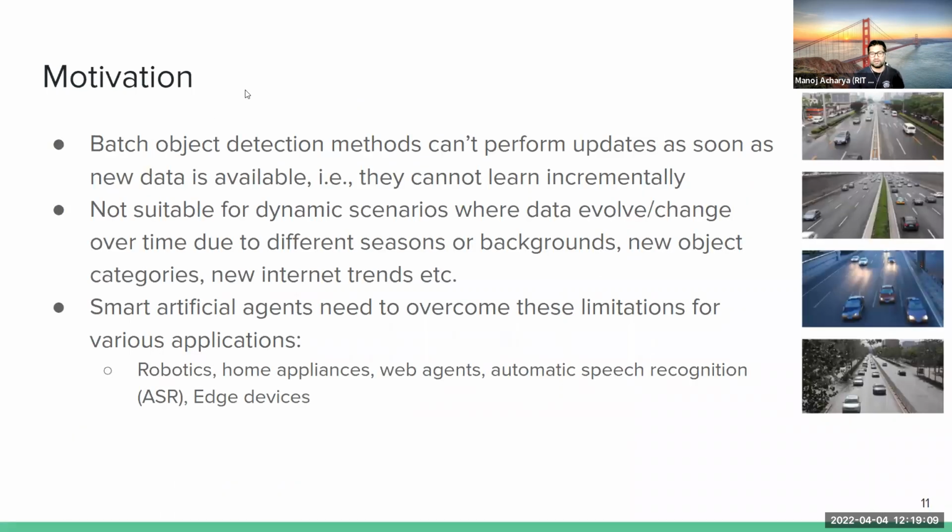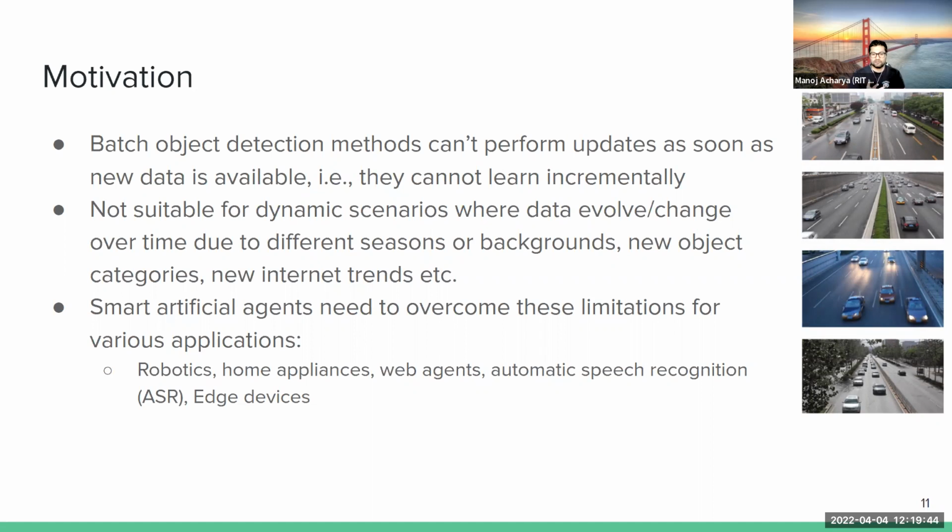So the motivation here is that the best object detection methods can't perform updates as soon as new data is available. That means they can't learn incrementally. So there is a huge waiting period, the model just needs to wait before a significant amount of data is collected, and only then can it update the model. So that's a very limiting feature, right? And so this makes the model not suitable for dynamic scenarios where data is constantly evolving and changing over time.